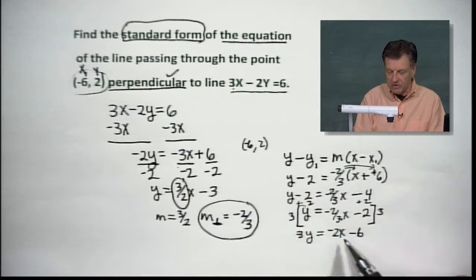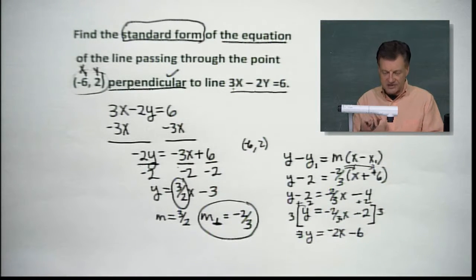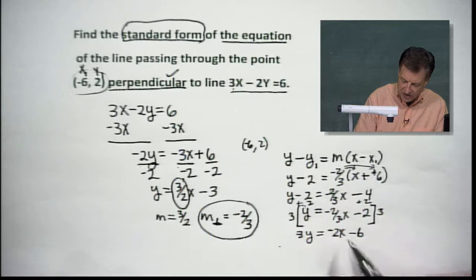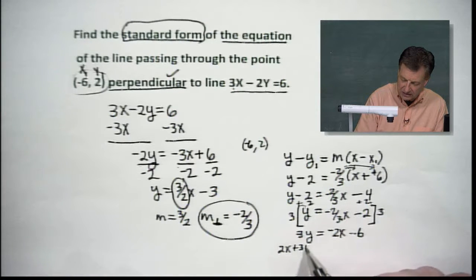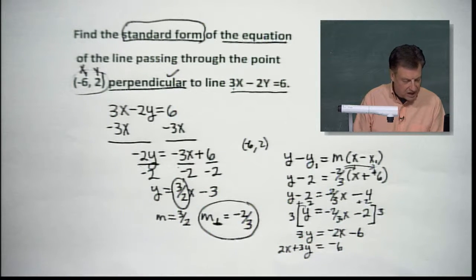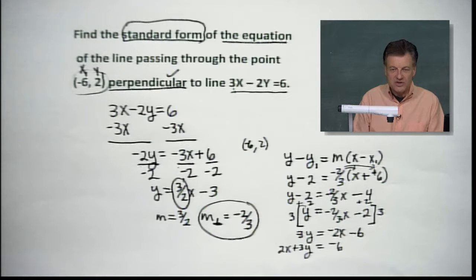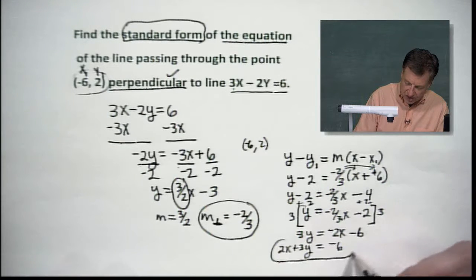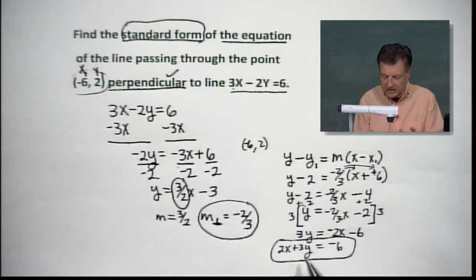And good news, when we move that negative 2x over, we are positive. So we don't have to worry about any signs. So I'm going to shift it to the left. It's going to be 2x plus 3y equaling negative 6. And at this point, to make sure that we are on the right track, we want to make sure that this actually solved out. It looks good. It's standard form. We got x and y together.